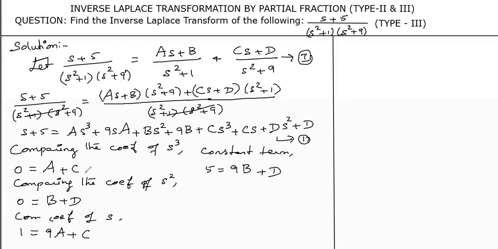That's it. So these are your continuing equations: equation 2, equation 3, equation 4, and equation 5. You have to solve 2, 3, 4, 5 to find the values of a, b, c, and d.